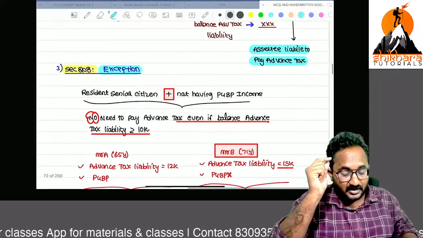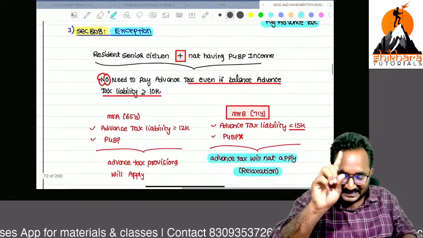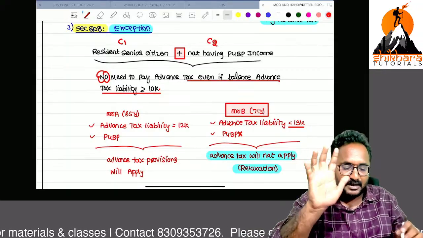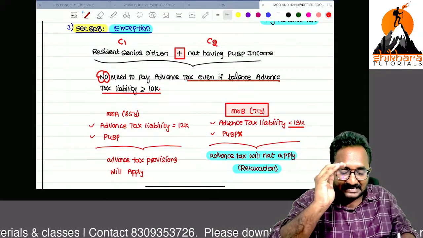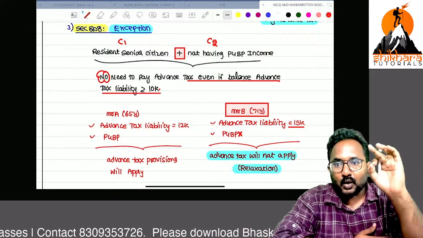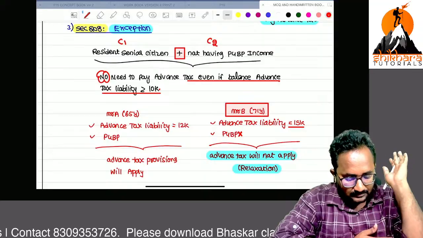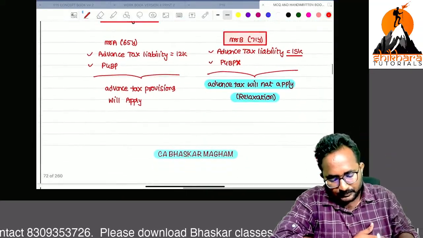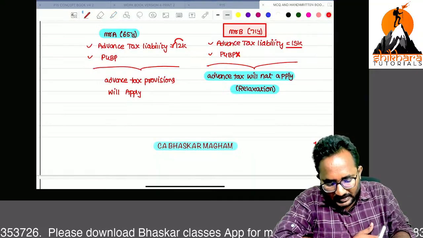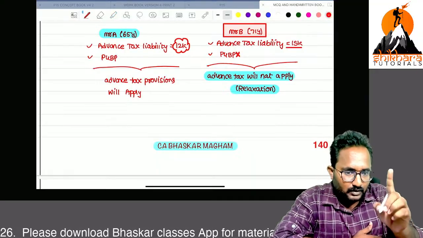Remember, if you are a resident senior citizen and you don't have any PCBP income, even if your balance advance tax liability is more than or equal to 10,000, there is no need to pay advance tax. Are you clear? But here, you are a resident senior citizen with an advance tax liability of 12,000, which is more than or equal to 10,000.